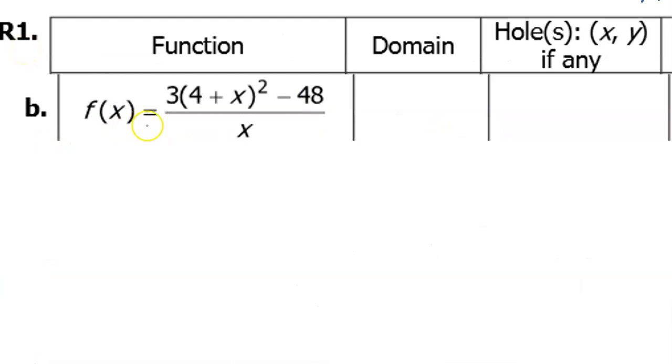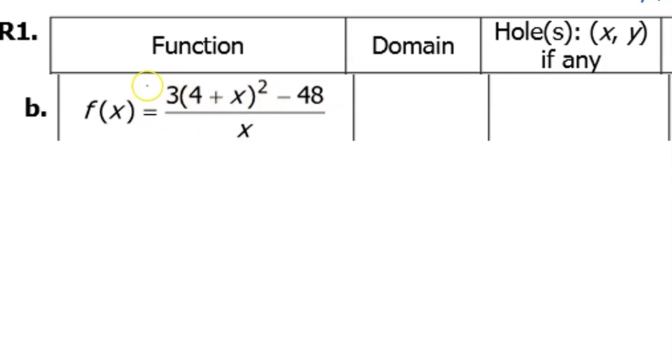Well, moving on to part B, I see this x in the denominator. This is either going to give me a vertical asymptote at x equals 0, or there's going to be a hole at 0 comma something. I need to see if this x is going to cancel out with an x in the numerator. If the x cancels out, then it's a hole. If it doesn't cancel out, then it's going to give me a vertical asymptote. In this form, it's not easy to tell.